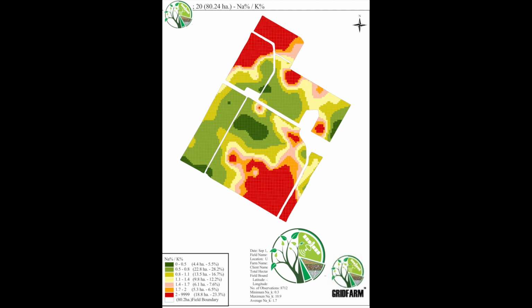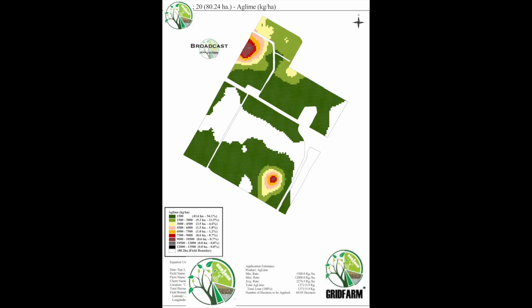Moving on to some of the variable rate application maps for this property, you can see there's a lime recommendation map. 60 hectares of this property is getting lime applied, out of the 80. So we've got 20 hectares that get no lime, that don't need any lime. The rates, as you can see, go all the way up to 12 ton in some of these hotspots, but reduce down to a 1.5 ton per hectare rate in the lower areas.